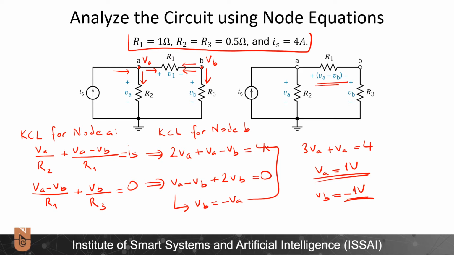Using these two values, I can find any of the currents. So for instance, let's see what will be the current flowing over R2. I2 will be equal to VA over R2, and here it will be 1 volt divided by 0.5 ohms, which is equal to 2 amperes.